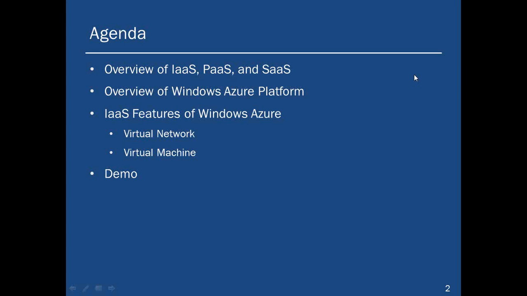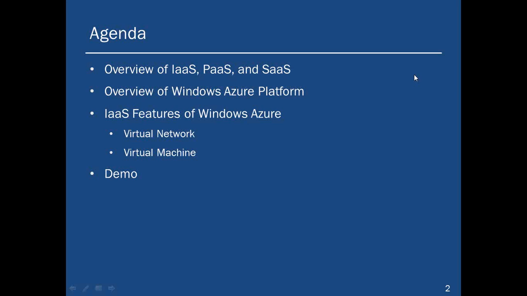And the key focus of today's webinar will be on the two major features of Windows Azure related to infrastructure as a service, and these two features are virtual network and virtual machines. Basically, virtual network is a service provided by Microsoft on their Windows Azure platform to create a virtual network on demand based on your requirement, and then deploy your infrastructure services like virtual machines and other components onto it.